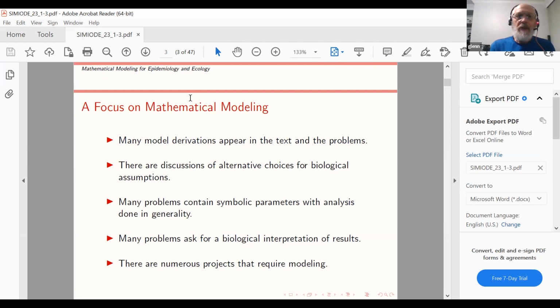So in the book, many model derivations appear in the text and the problems. I discuss alternative choices for biological assumptions. A lot of problems contain symbolic parameters, as in Tracy's modeling. Many problems ask for a biological interpretation of results, and there are numerous projects that also require modeling.